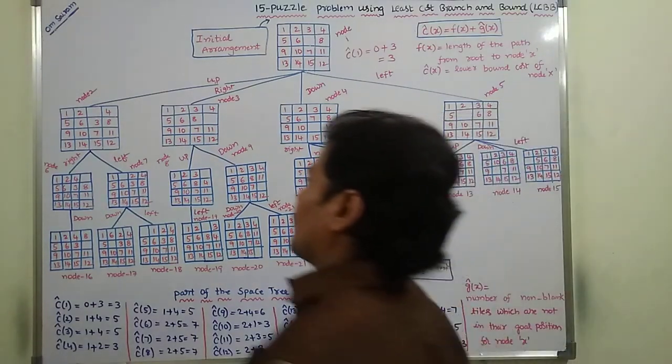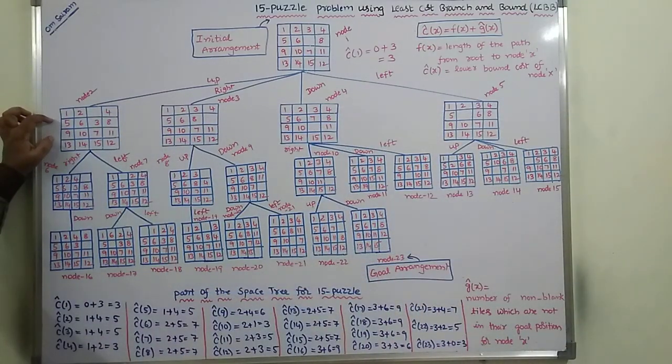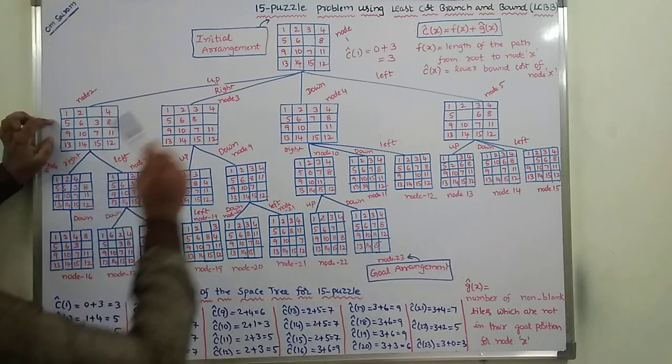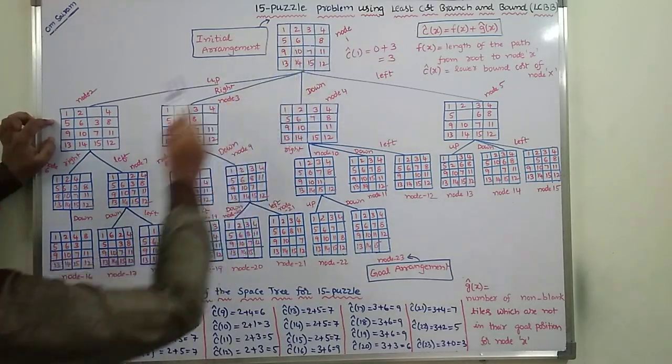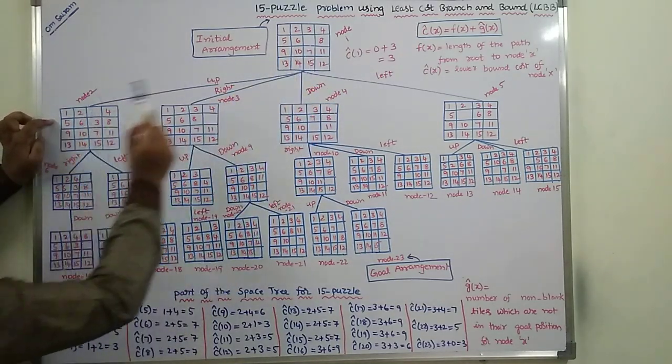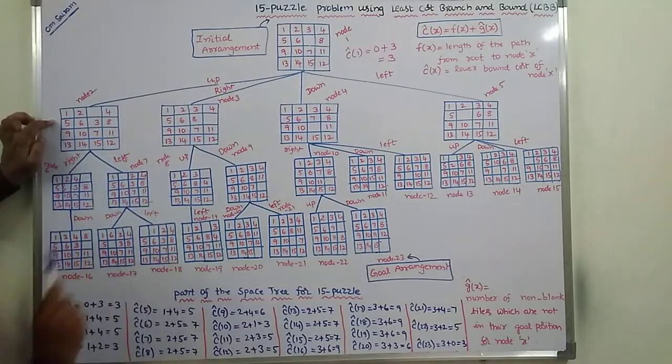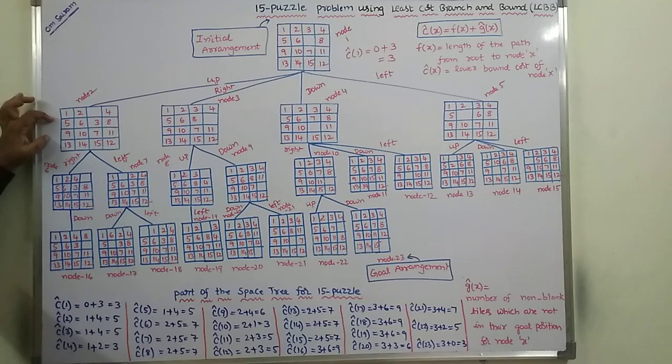Okay. So next one. For node 2, how we are calculated? So the length of the path from root node to node x. This is node x. Length of the path from root node to node x is 1. 1 plus how many number of tiles that are not in their goal position?